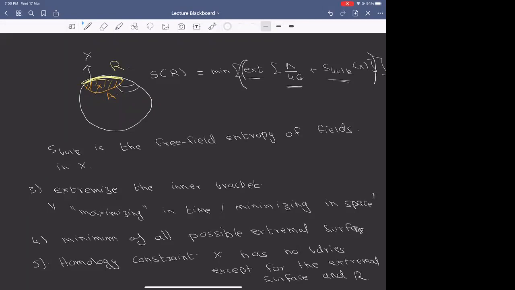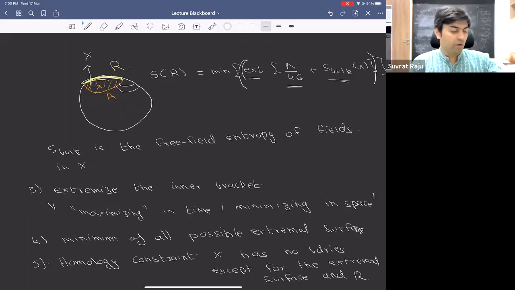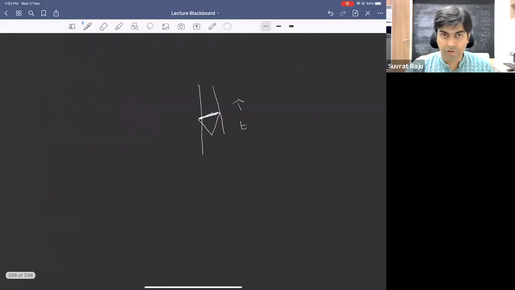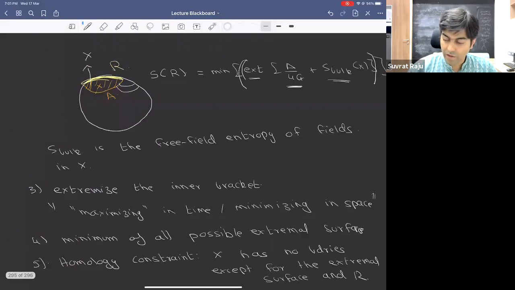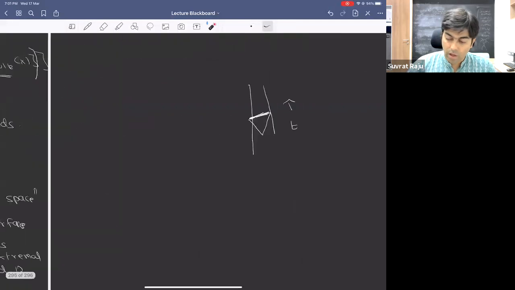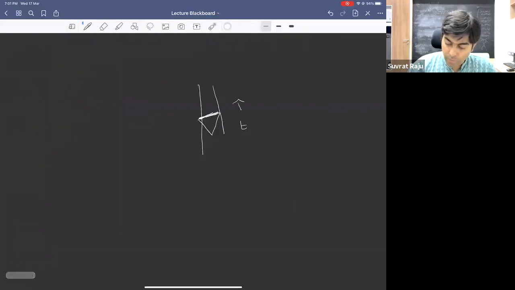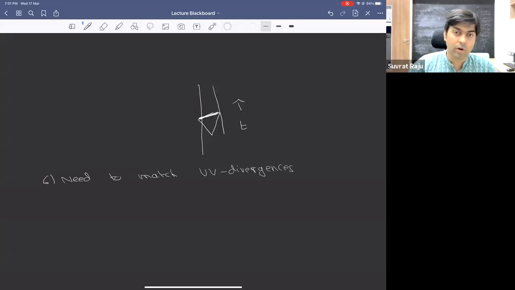Okay, great. Let me say something about the UV divergence. By the way, it's clear that both sides are UV divergent. It's not just that the right side is UV divergent, not just that the area is UV divergent. Everything here is UV divergent. This is also UV divergent. So we need to match UV divergences. And as we will see, the fact that there are UV divergences doesn't mean you cannot extract cutoff independent quantities.